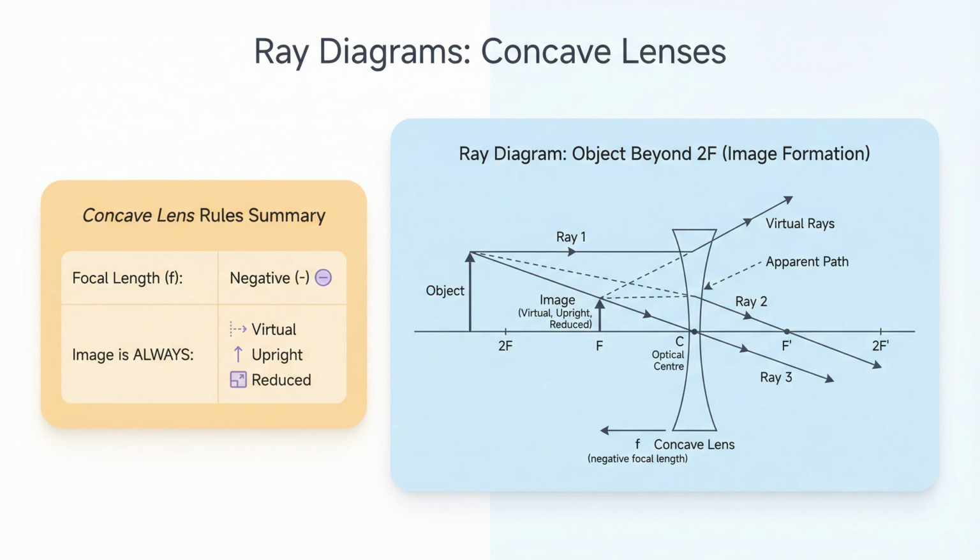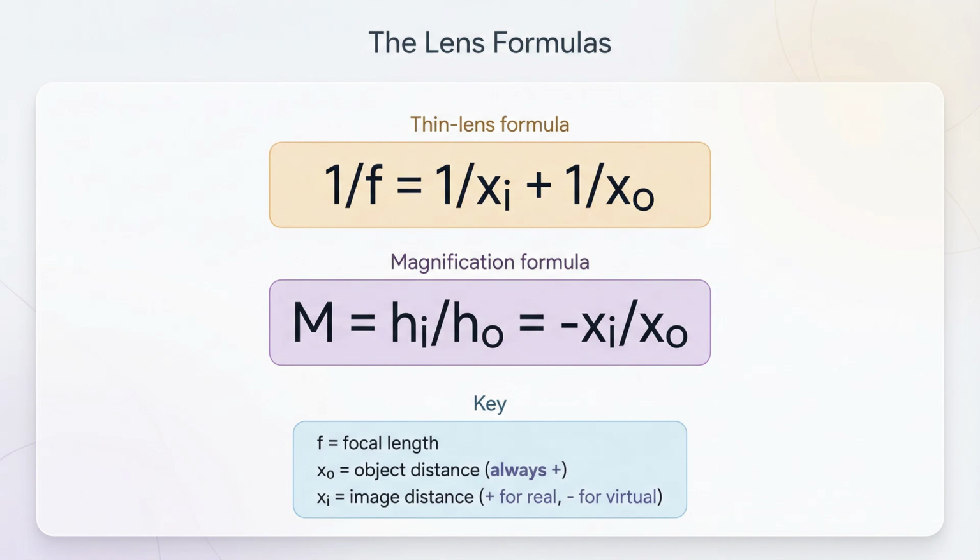Concave lenses are much simpler, thankfully. Their focal length is always negative, and no matter where you put the object, the result is the same. The image will always be virtual, it will always be upright, and it will always be smaller than the original object. No exceptions.